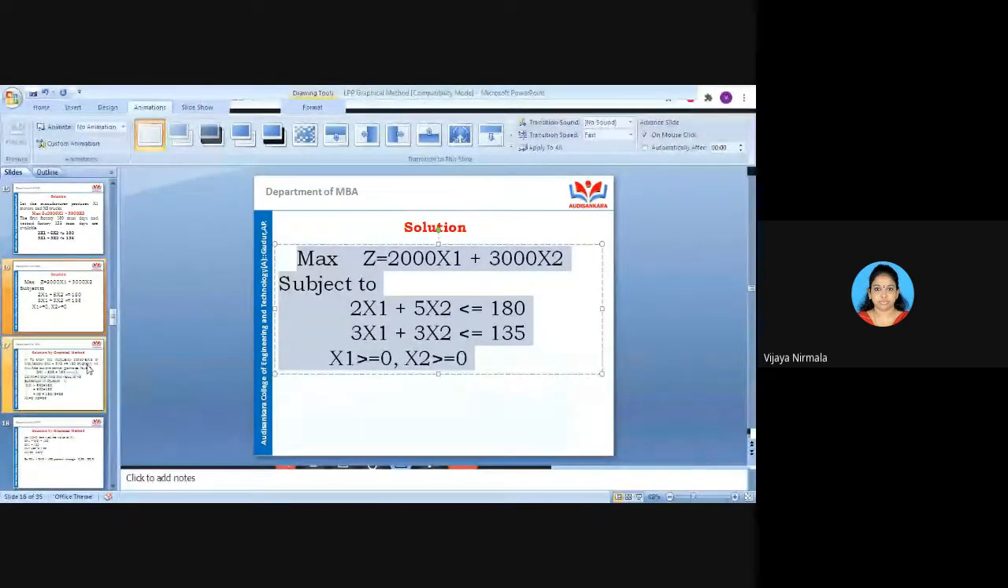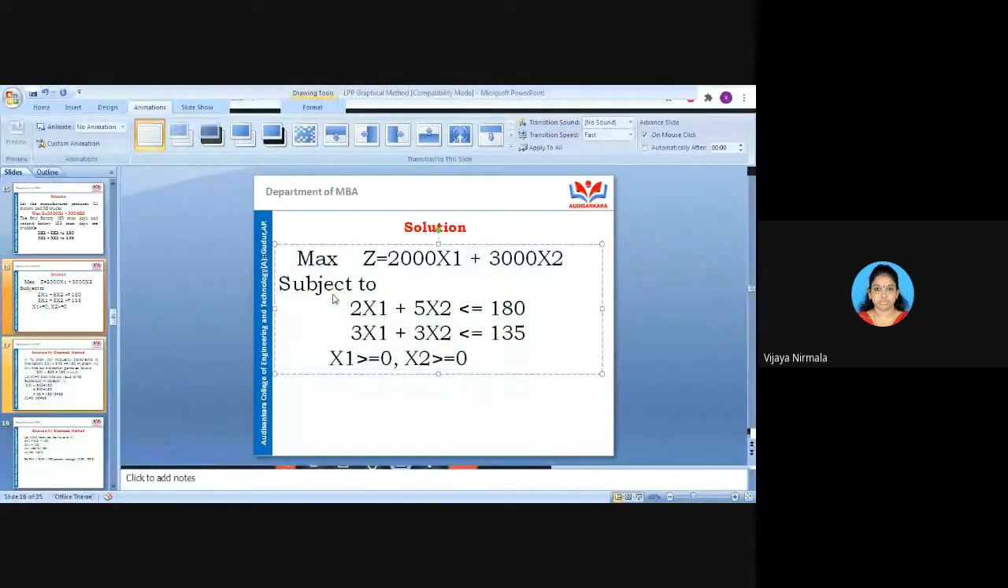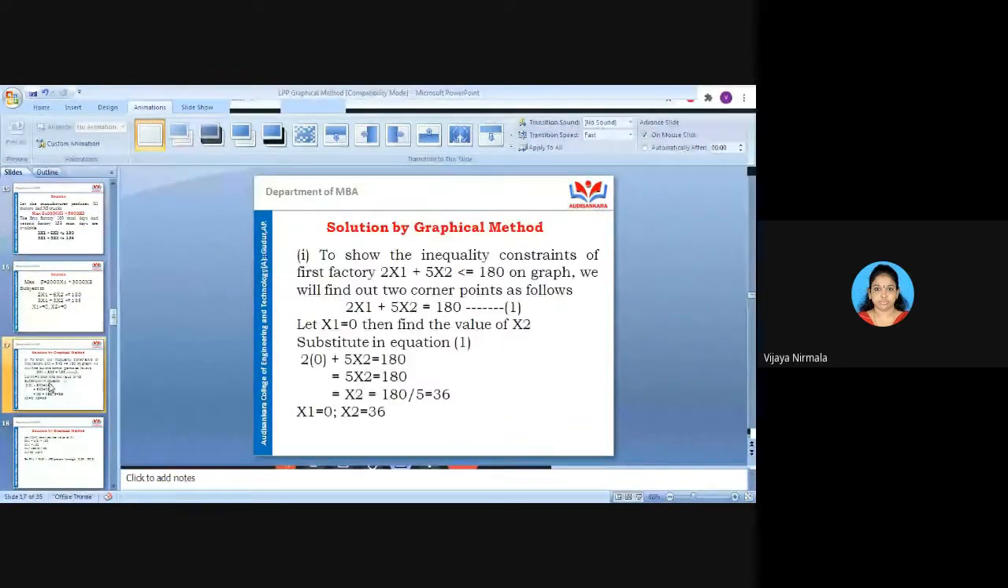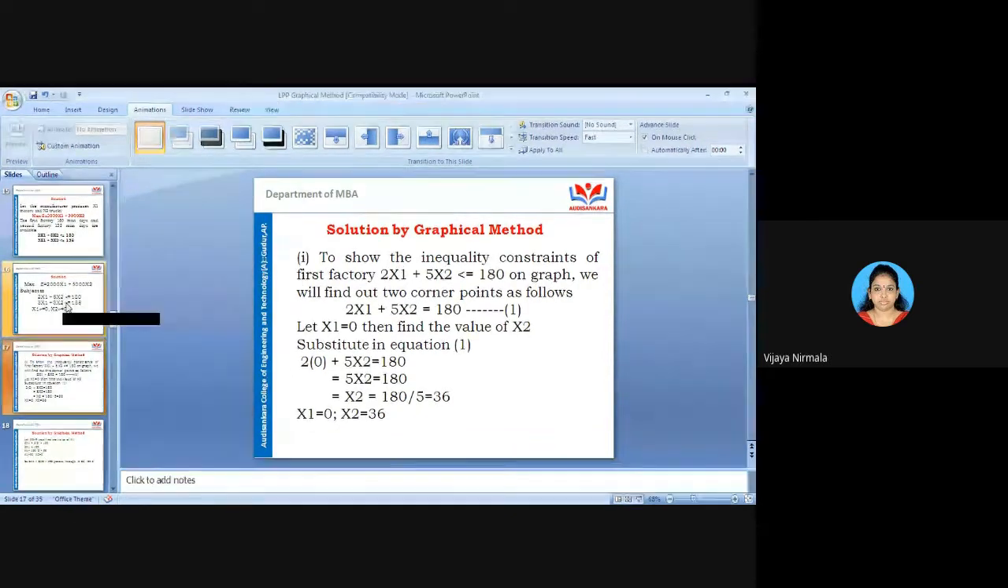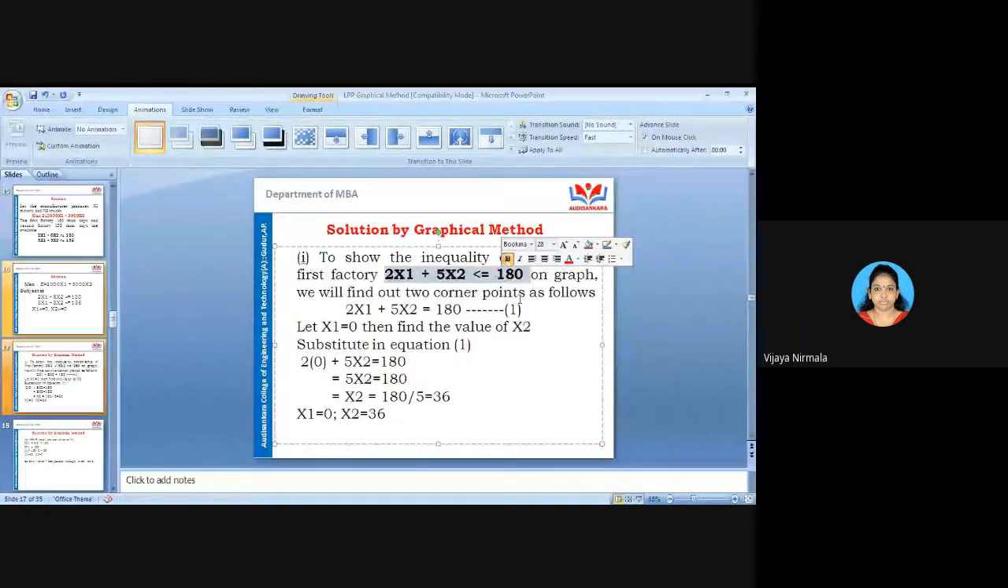Now we will solve this. It is just framing, right? You have formulated, and now the actual solution is there. This is the first one: to show the solution using the graphical method. To show the inequality constraint of the first factory, first let us take the first equation, that is 2x1 plus 5x2 less than or equal to 180.